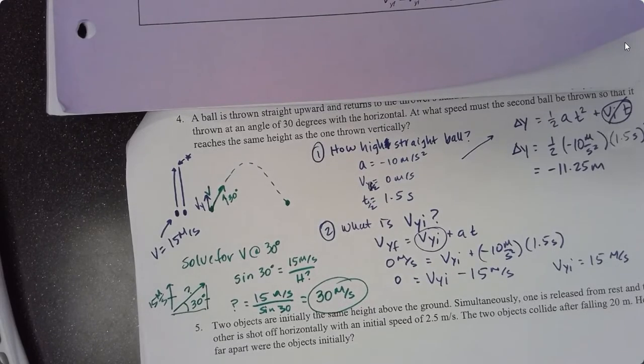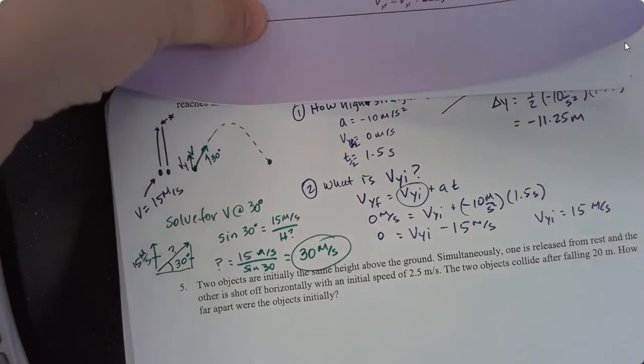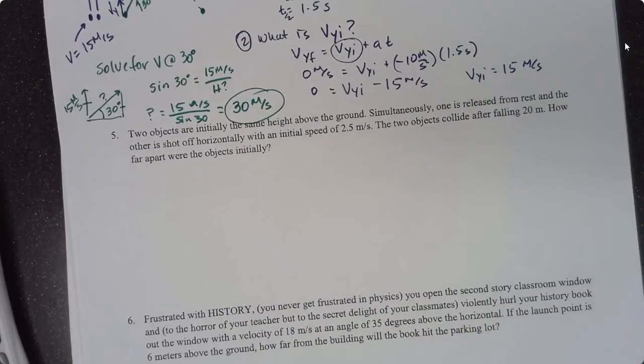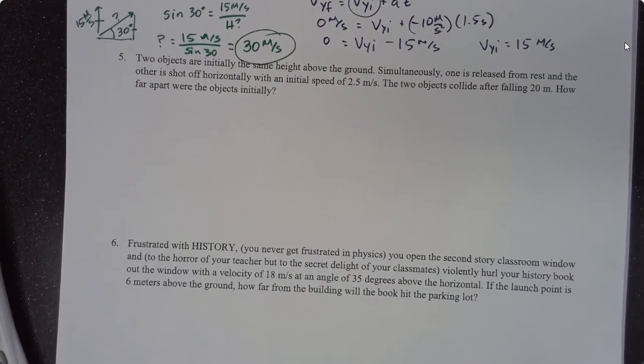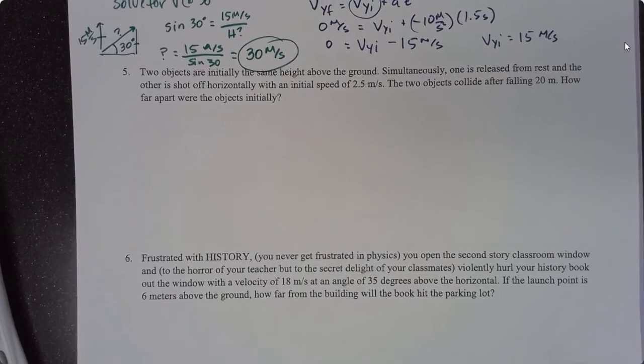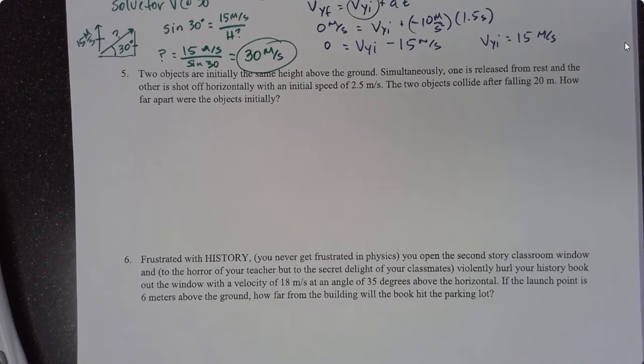Okay. You guys have any questions? No? All right. How are we doing on time? We're doing okay. All right. For number 5, it says 2 objects are initially the same height above the ground. Simultaneously, one is released from rest and the other is shot off horizontally with an initial speed of 2.5 meters per second. The 2 objects collide after falling 20 meters. How far apart were the objects initially?